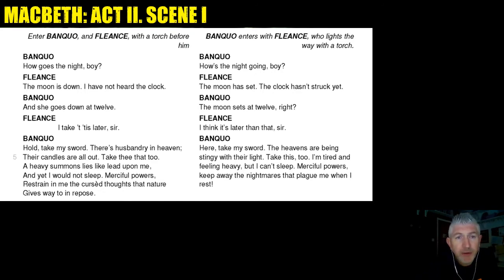Enter Banquo and Fleance with a torch before him. Banquo. How goes the night, boy? Fleance. The moon is down. I have not heard the clock. Banquo. She goes down at 12. Fleance. I take it 'tis later, sir. Banquo. Hold. Take my sword. There's husbandry in heaven. Their candles are all out. Take thee that too. A heavy summons lies like lead upon me, and yet I would not sleep. Merciful powers restrain me in the cursed thoughts that nature gives way to in repose.